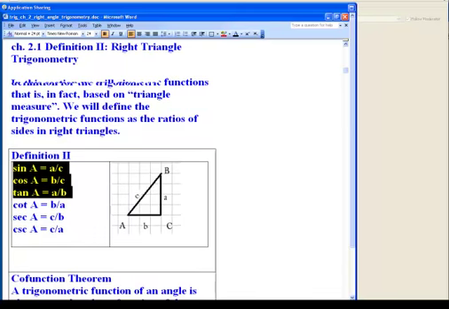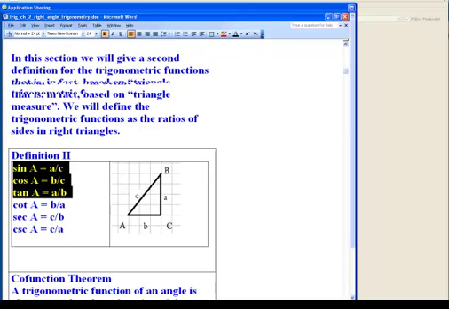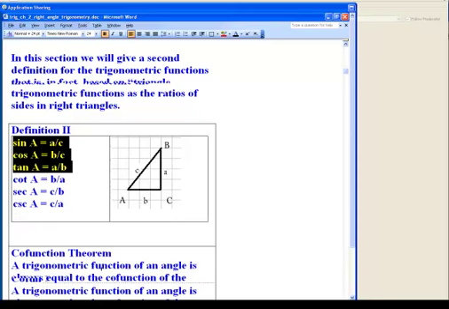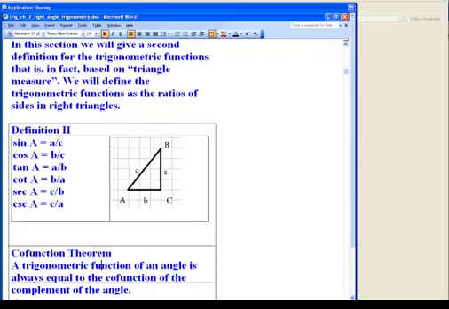The cofunction theorem states that a trigonometric function of an angle is always equal to the cofunction of the complement of the angle. That means that we take sine A, and that is the same as cosine of 90 minus the angle A, as long as A is an acute angle.